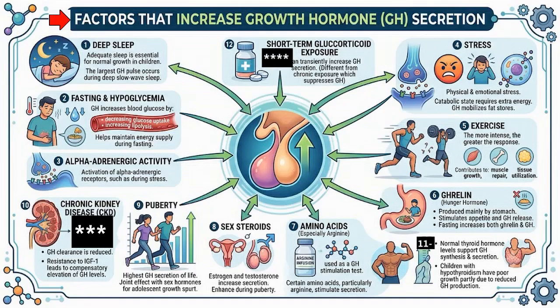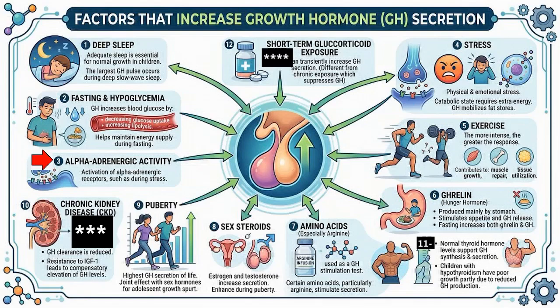Factors that increase GH secretion. 1. Deep sleep. The largest GH pulse occurs during deep slow-wave sleep. This explains why adequate sleep is essential for normal growth in children. 2. Fasting and hypoglycemia. Low blood glucose is a powerful stimulus for GH secretion. Why? Because GH increases blood glucose by decreasing glucose uptake and increasing lipolysis. Therefore, during fasting, GH helps maintain energy supply.